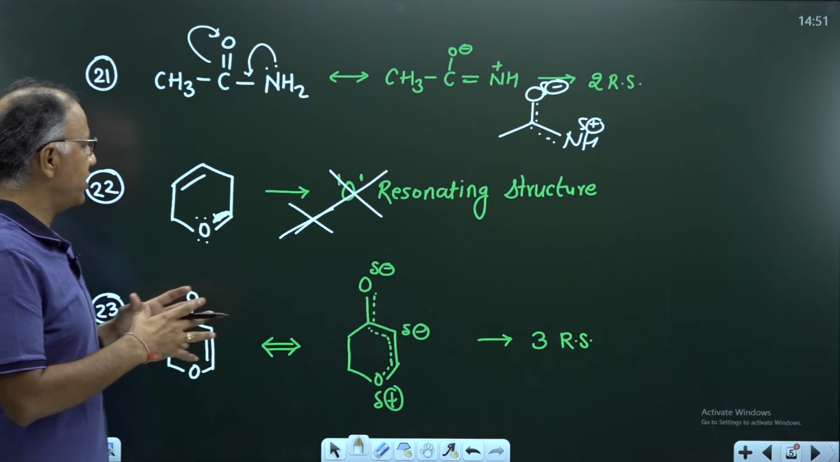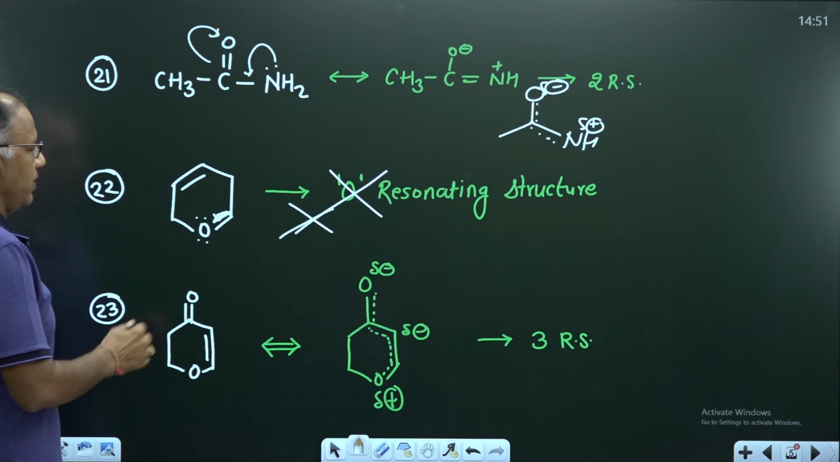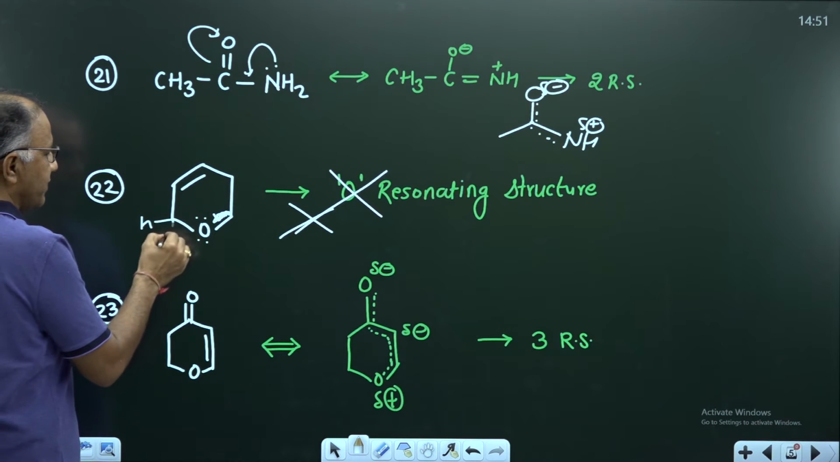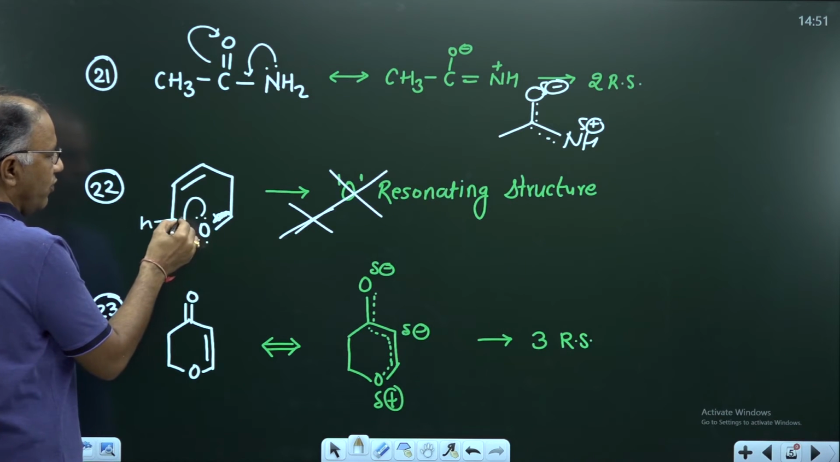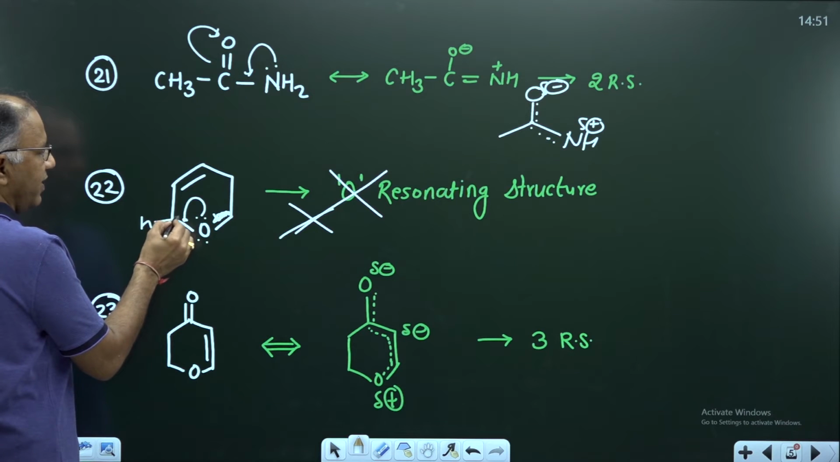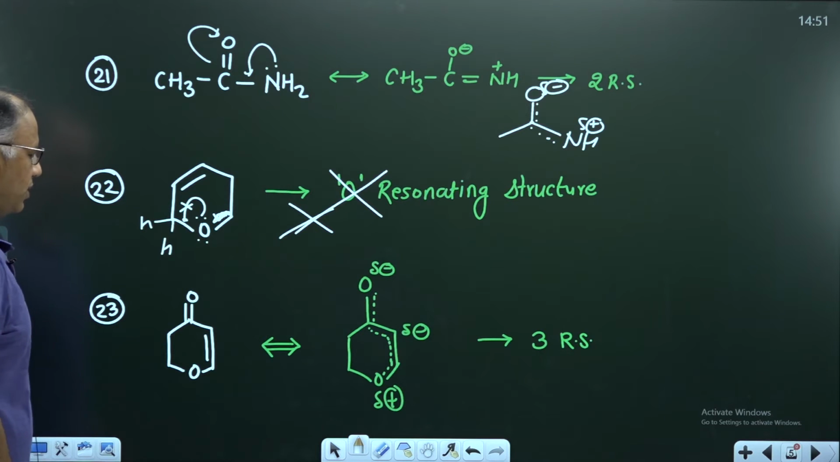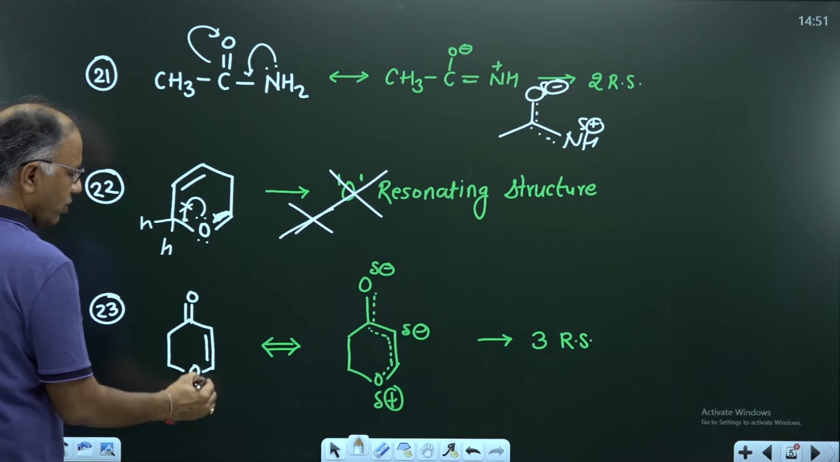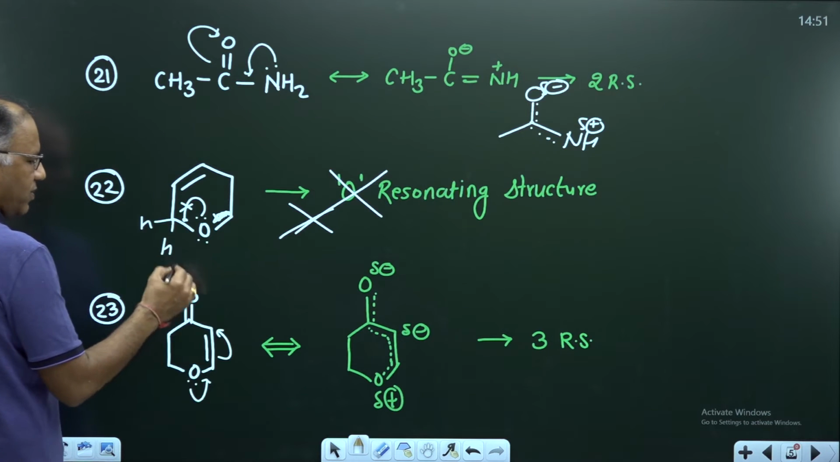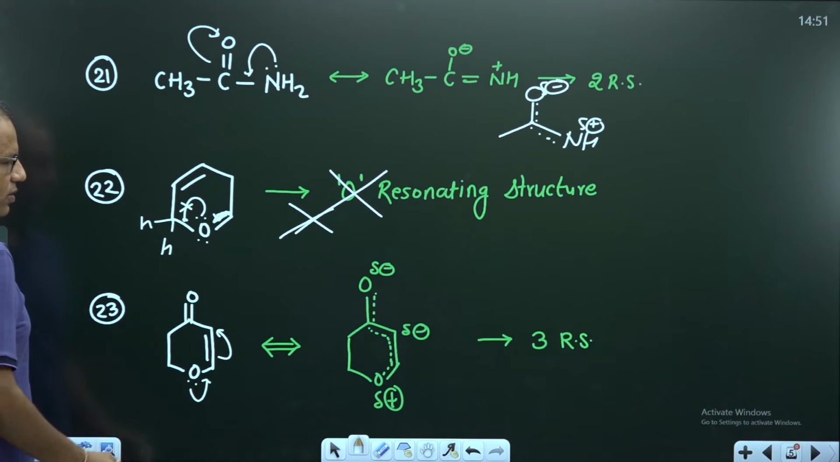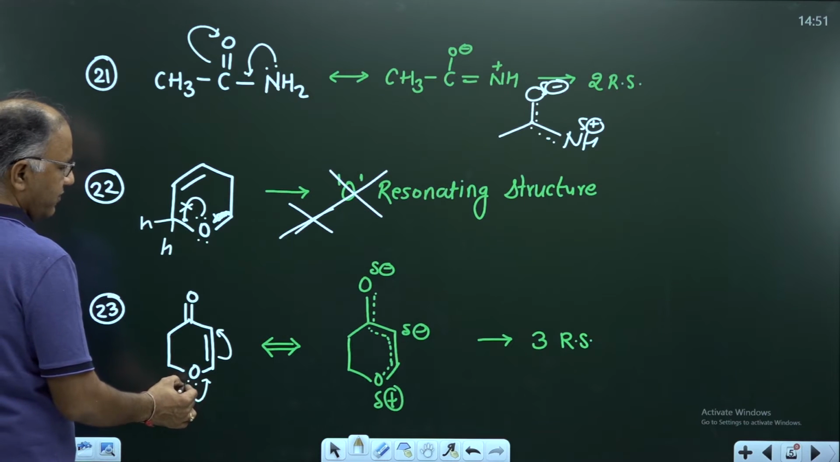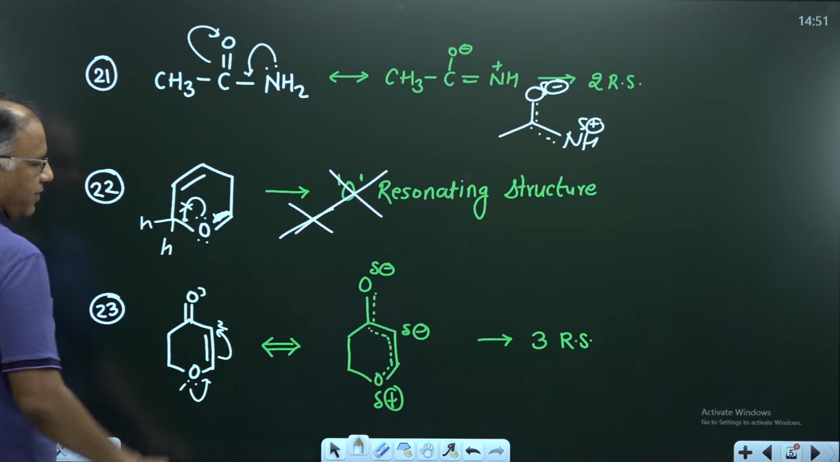In case of no resonance, we will simply write resonance is not possible. Why? Because of absence of conjugation. We cannot move the lone pair here because carbon becomes pentavalent. In 23rd, we will start with lone pair to pi bond, then the pi bond will, the lone pair will further undergo resonance. So how many RS? This 1, 2 and 3.